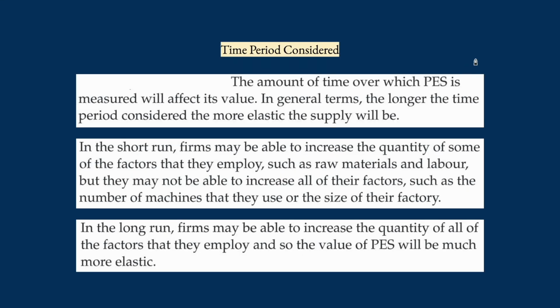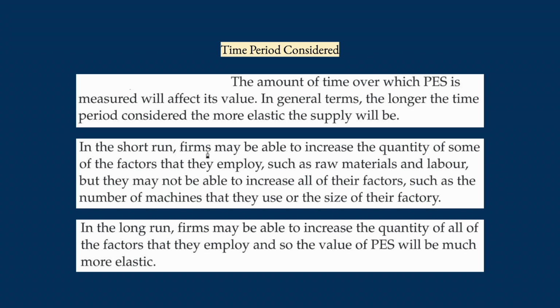All right, so now the second non-price determinant of supply would be the time period considered. Now, the amount of time over which PES is measured will affect its value. In general terms, the longer time period considered, the more elastic the supply will be. Now, let's break this down.